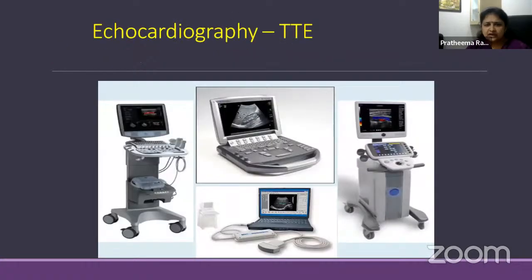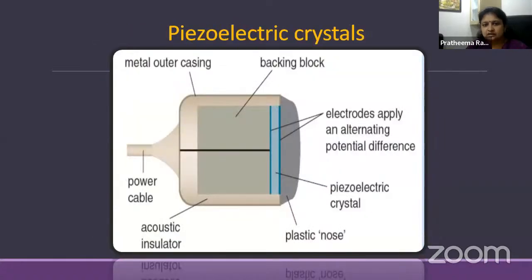So echocardiography, I'm sure you all have seen a bedside echocardiographic machine, ultrasound machines with basically an echo probe. So it has made our life easier. Just to know the basics, this is a probe which has a metal outer casing, and this is a power cable that goes to the machine. This is on the patient side. This is called the plastic nose. So it has a rubber coating.